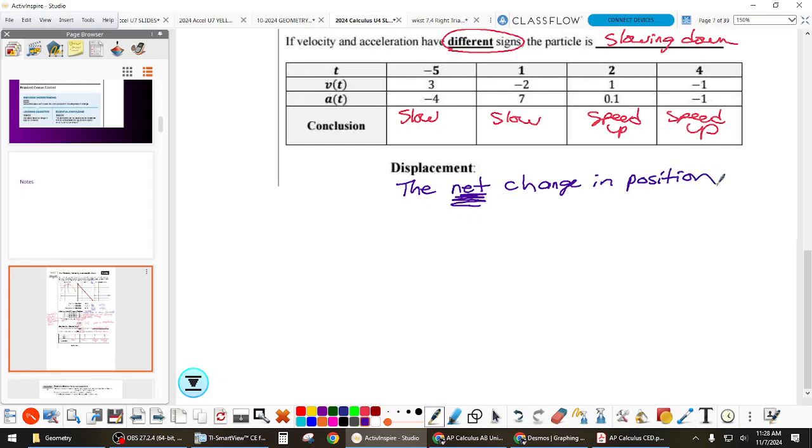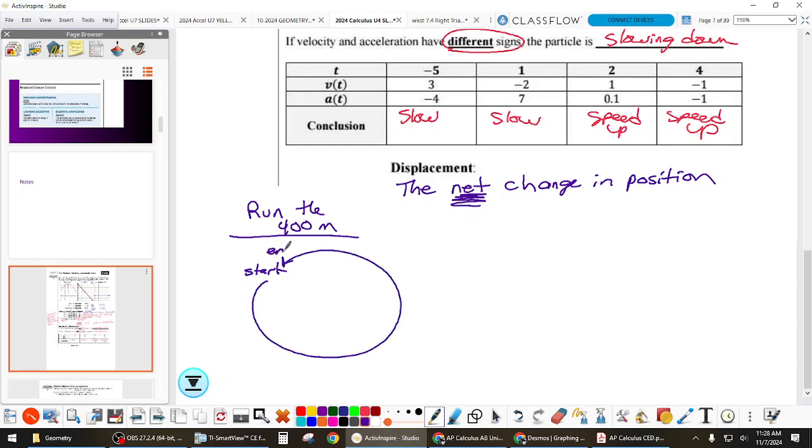So if you run the 400, what's your displacement? 100 meters. On a track? I should have said that. Well, the 400 is 400 meters. So your displacement is 0, because you end where you started. Okay. So it's weird, right? Your total distance that you ran is 400, but your displacement is actually 0.